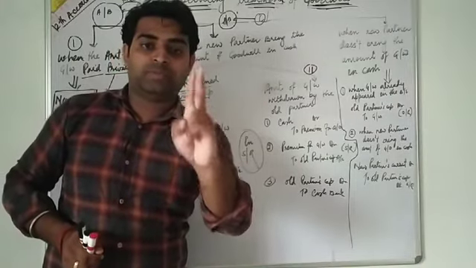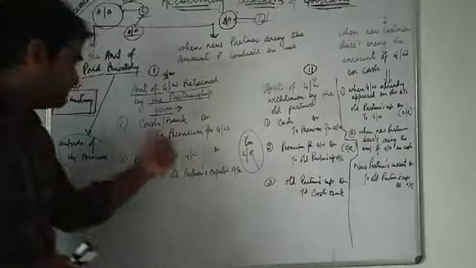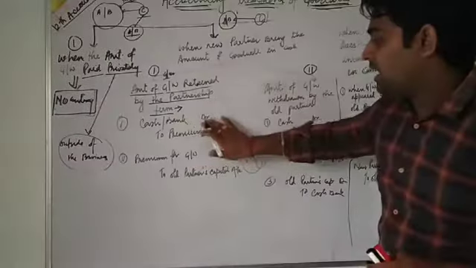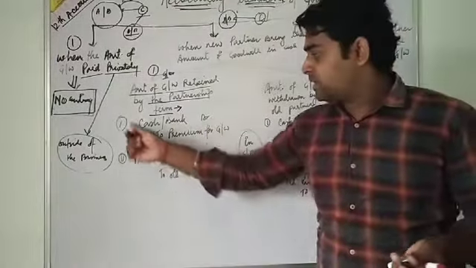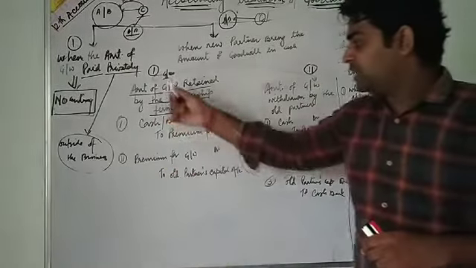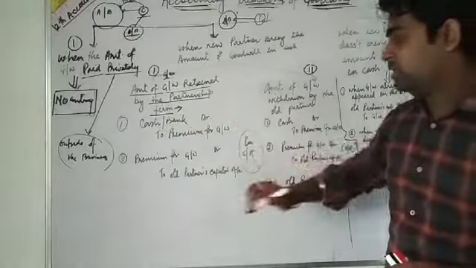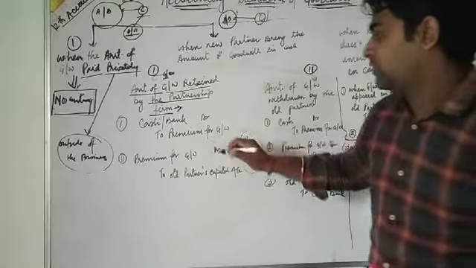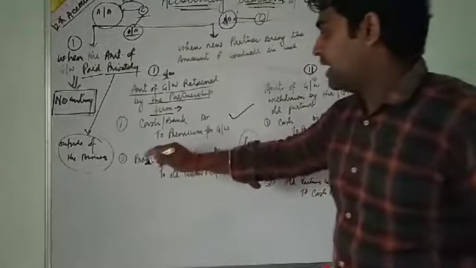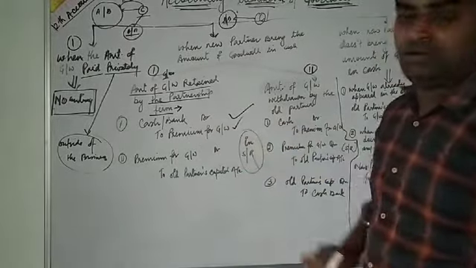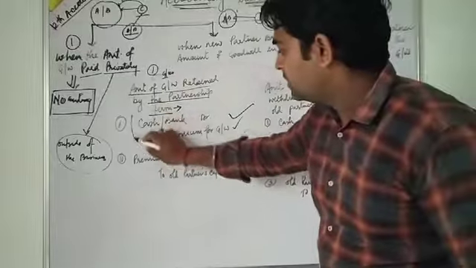In this case, we will pass two journal entries. First journal entry will be cash/bank account debit. If the money is in cash, then cash will be debited. If the money is in the bank, then bank will be debited. Cash/bank account debit to premium for goodwill account. That is the first entry.